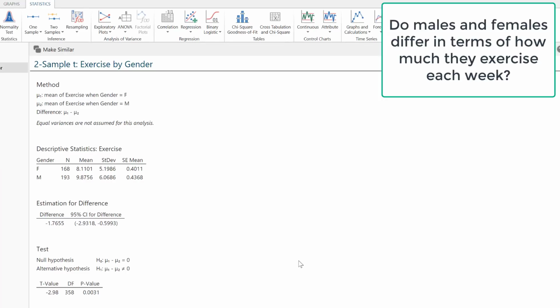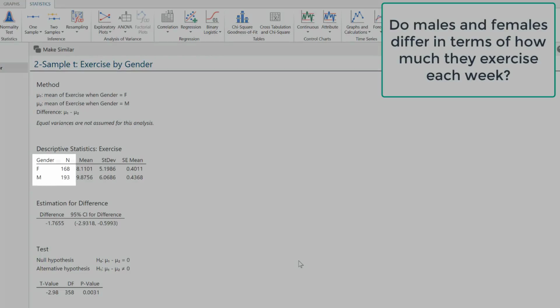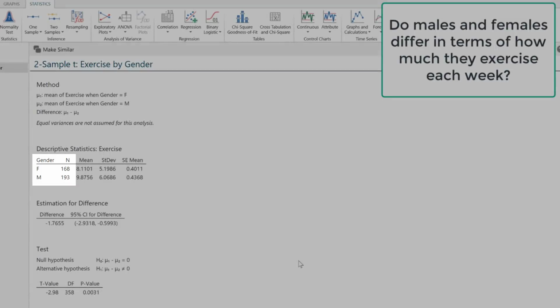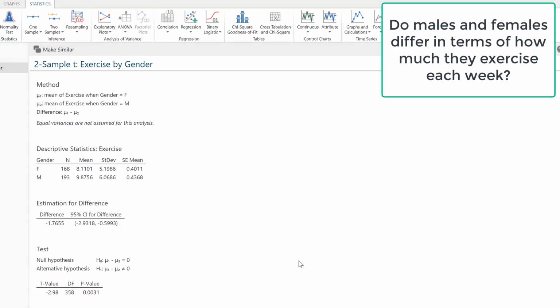Step 1 of the 5-step procedure is to check assumptions and write hypotheses. In order to use the t-distribution method, we need to have sample sizes that are at least 30. Here, we had 168 females and 193 males, so the assumption is met. Down here, Minitab has written the hypotheses for us. Step 2, determine the test statistic. Our t-test statistic is negative 2.98.